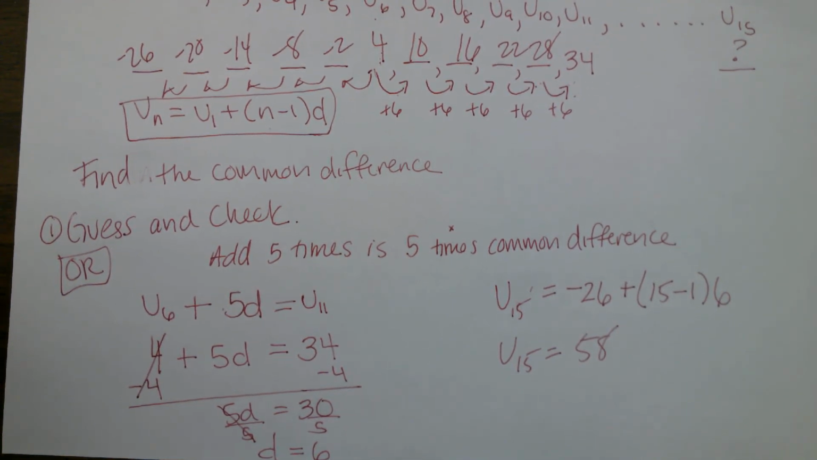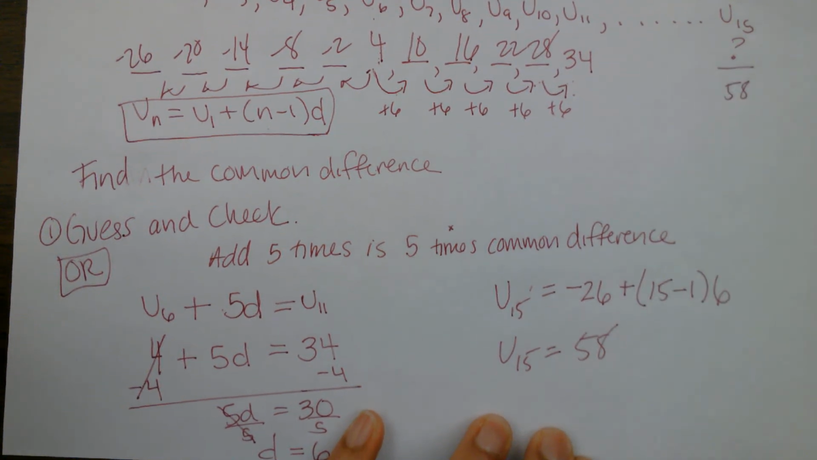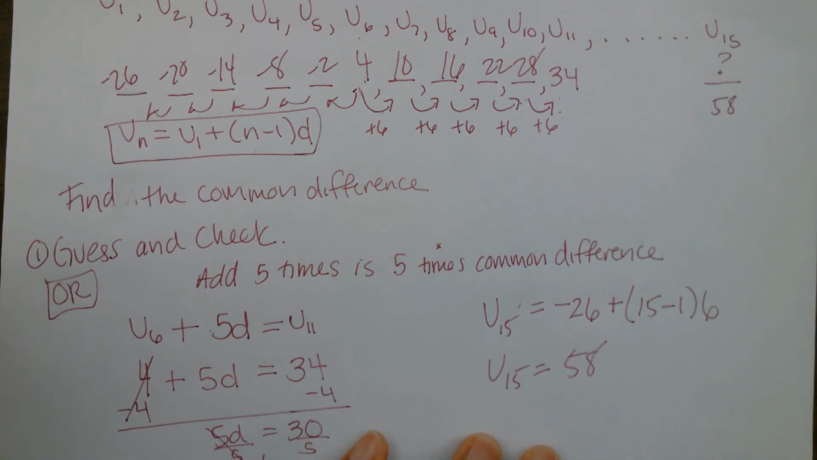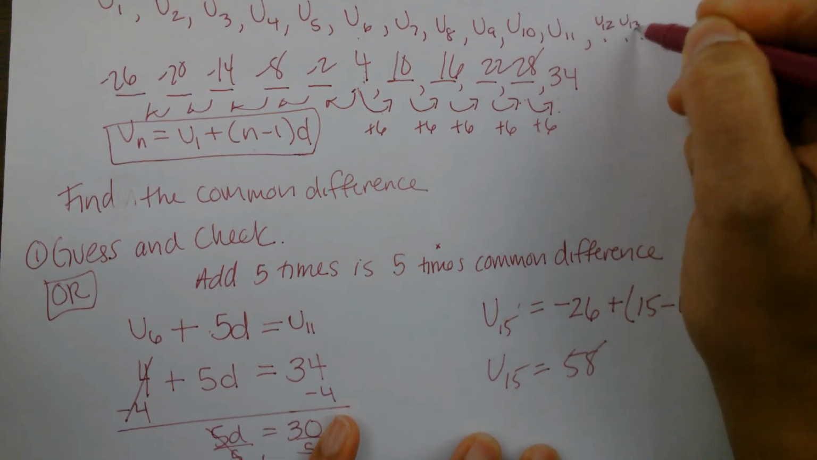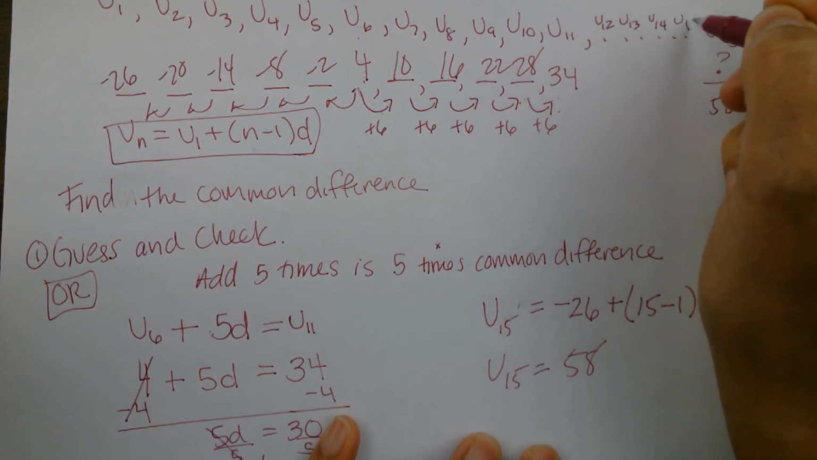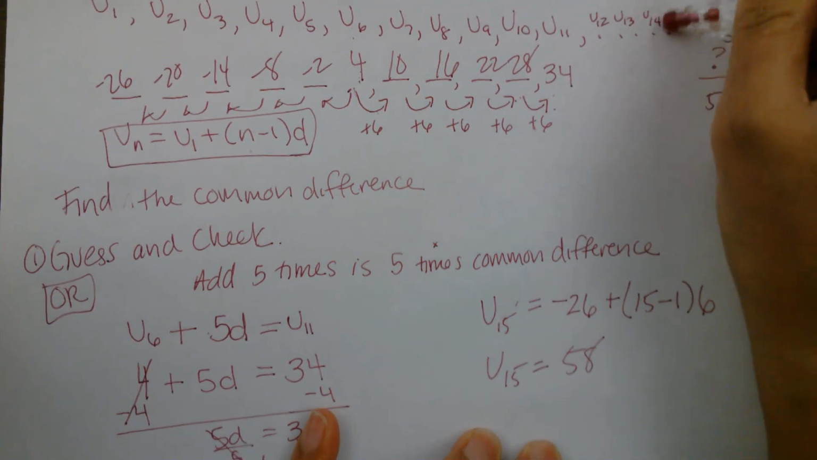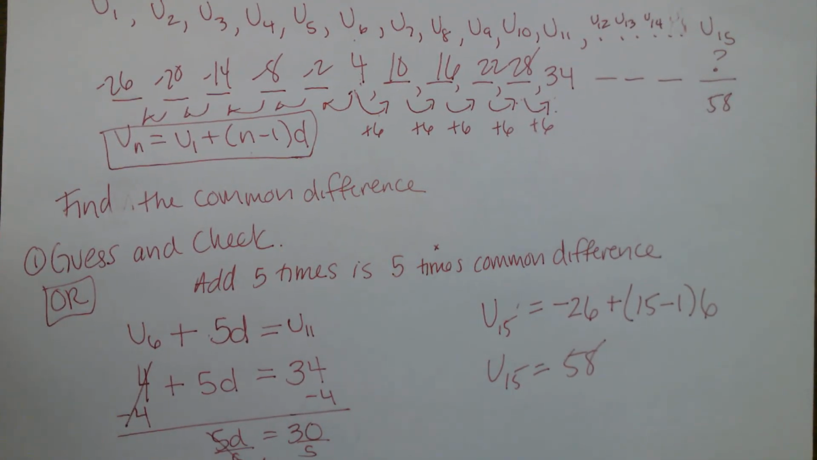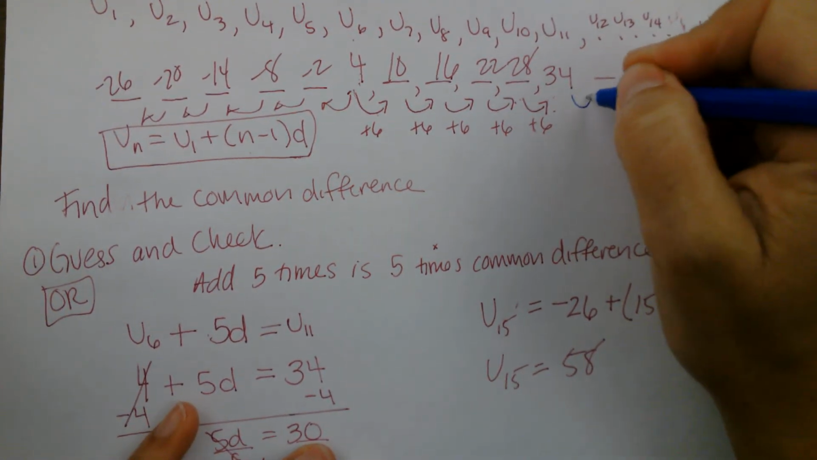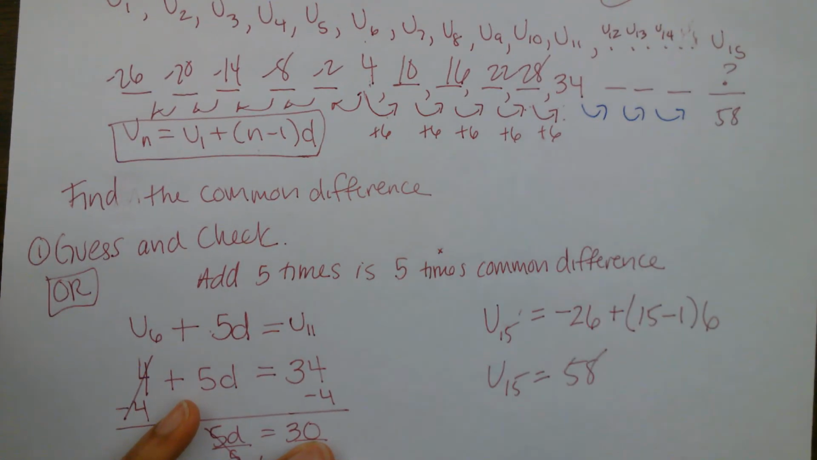Let's check to see if that works, okay? So I'm saying right now this is going to be 58. So let's see if that works. How can we check? Well, we just need u sub 12, u sub 13, u sub 14, and then we're at u sub 15. Could you have just kept adding 6? Yes, everybody. And that's what I want you to realize. We could have just used our common difference and kept going.